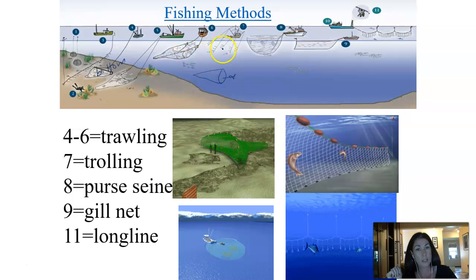Now trolling is number 7. This is a lot smaller scale where you just have baited hooks that you drag behind your boat. And this is the picture that was in our introductory slide.